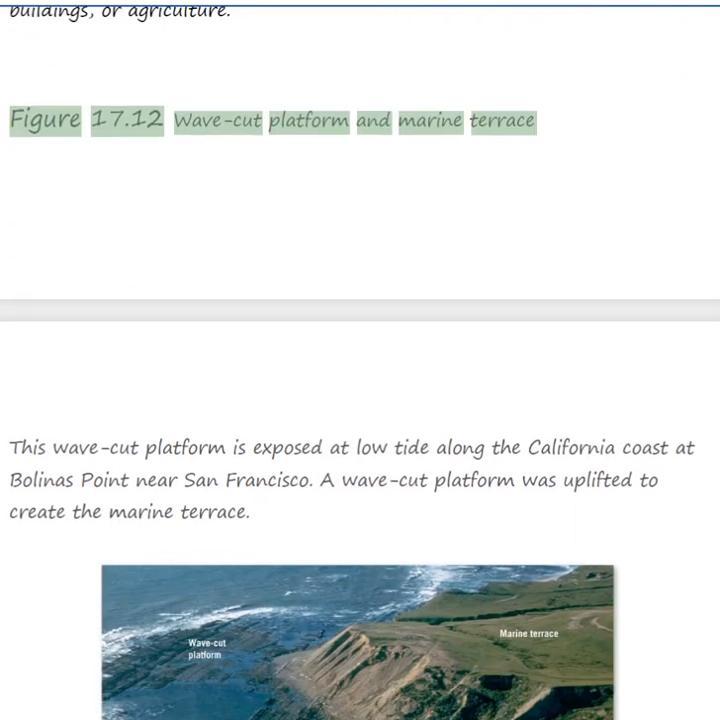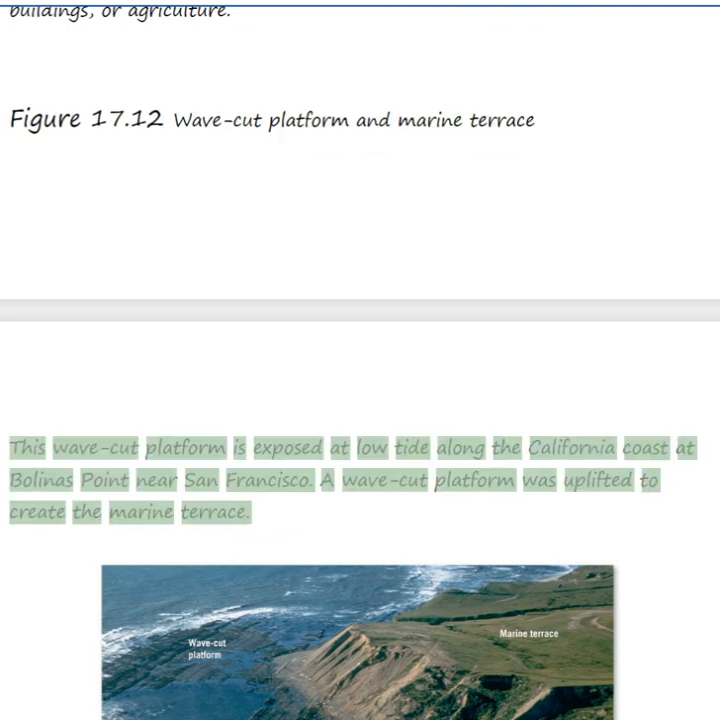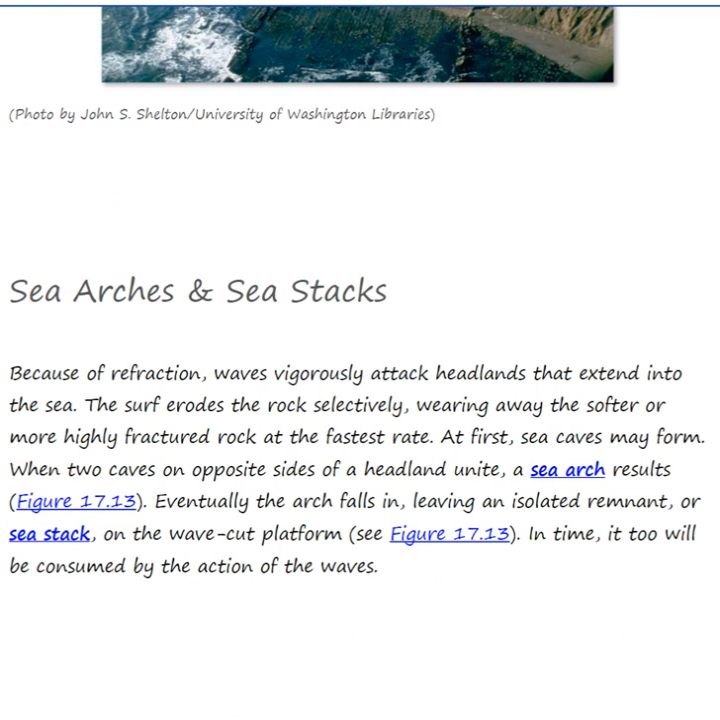Figure 17.12 Wave-cut platform and marine terrace. This wave-cut platform is exposed at low tide along the California coast at Bolinas Point near San Francisco. A wave-cut platform was uplifted to create the marine terrace.